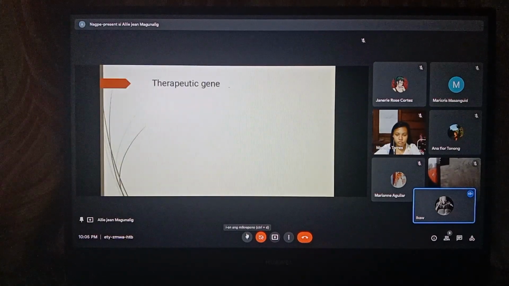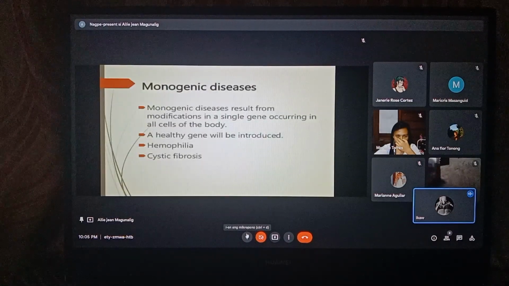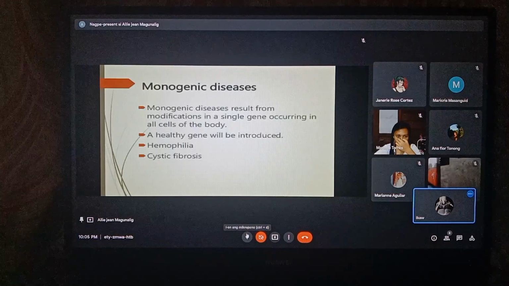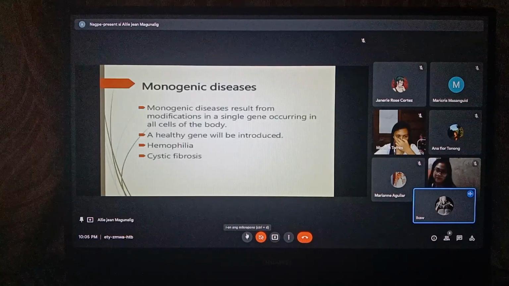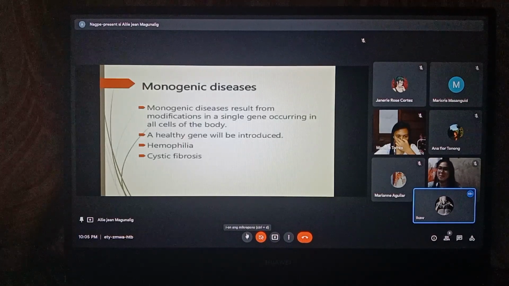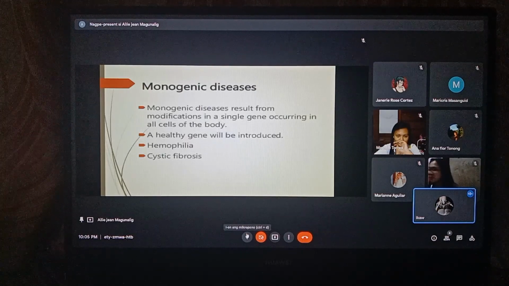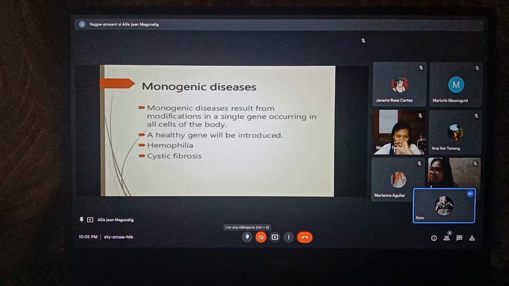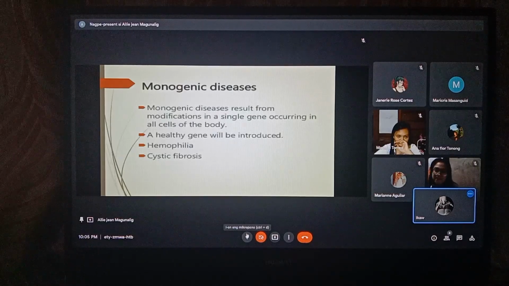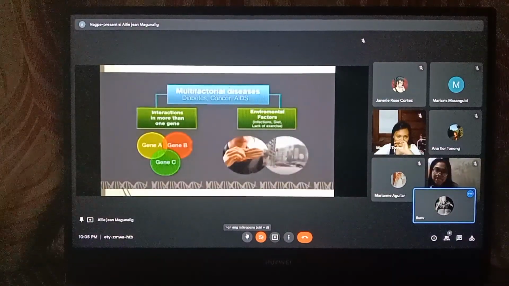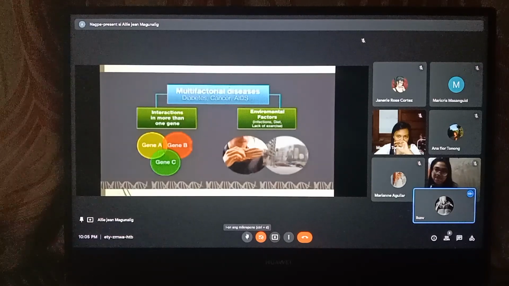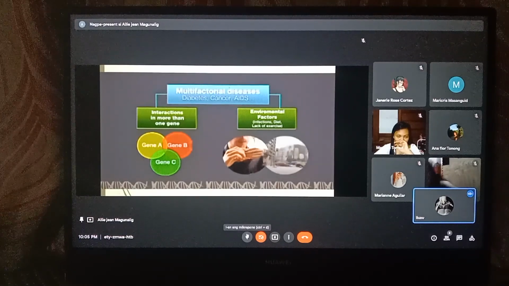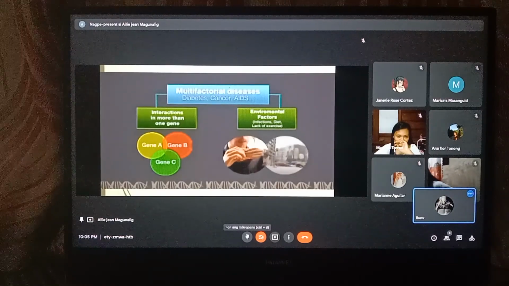So let's proceed to the therapeutic gene. We have monogenic diseases. When we say monogenic diseases, they result from modification in a single gene occurring in all cells of the body, so a healthy gene will be introduced, such as in hemophilia and cystic fibrosis. And multifactorial diseases are also categorized as diabetes, cancer, and AIDS.